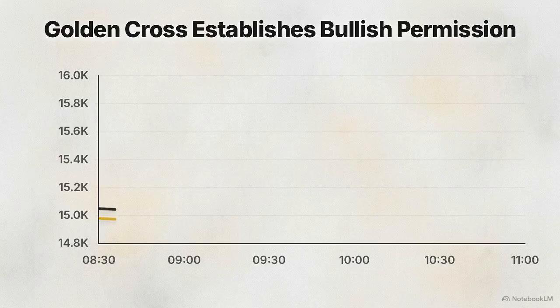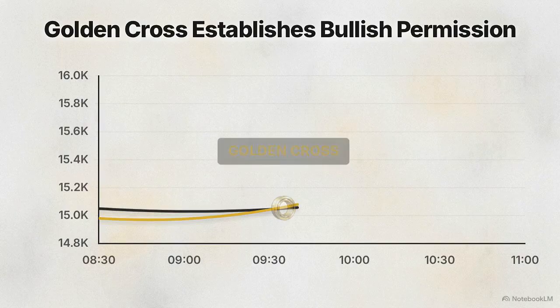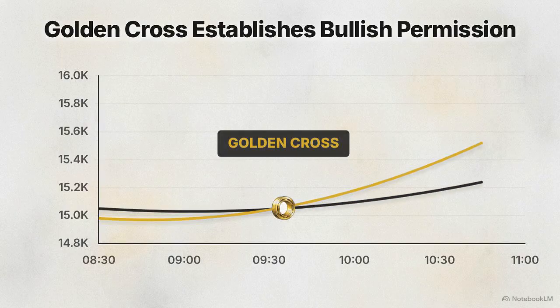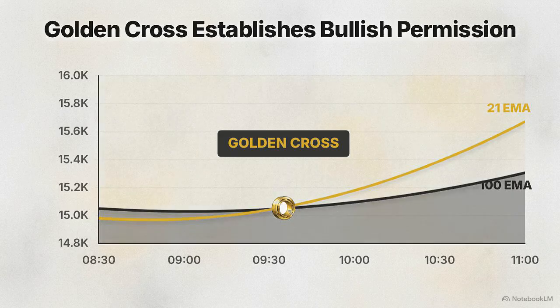We are looking for the exact moment the faster 21-period EMA crosses above the slower 100-period EMA, which happens exactly here. In our system, this specific intersection is defined as the golden cross. This cross triggers a rigid, non-negotiable rule. It establishes our medium-term bullish permission. As we darken the area below the moving averages, it visually reinforces that our focus is strictly upward.